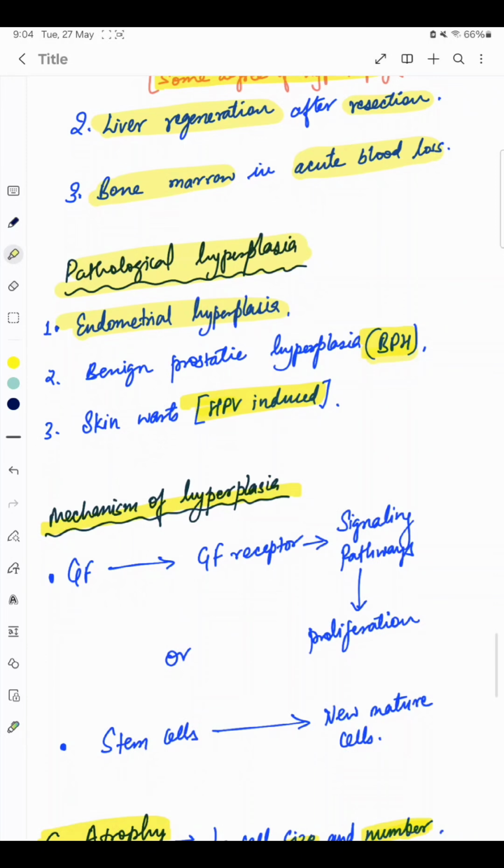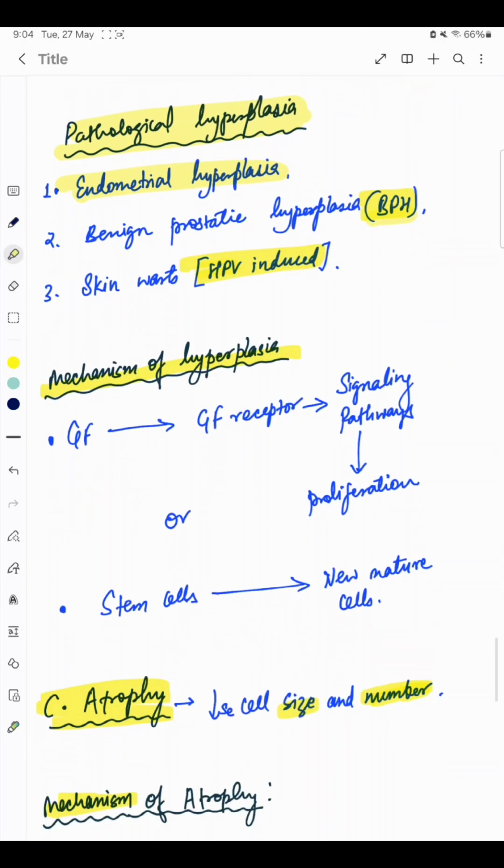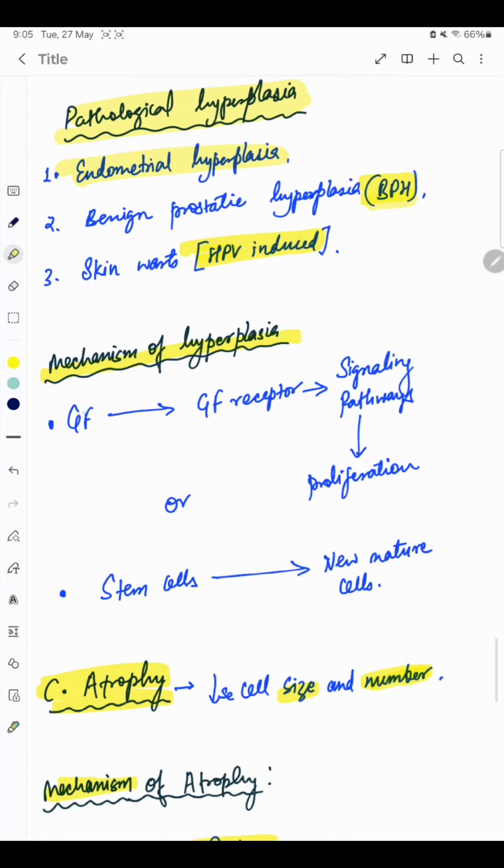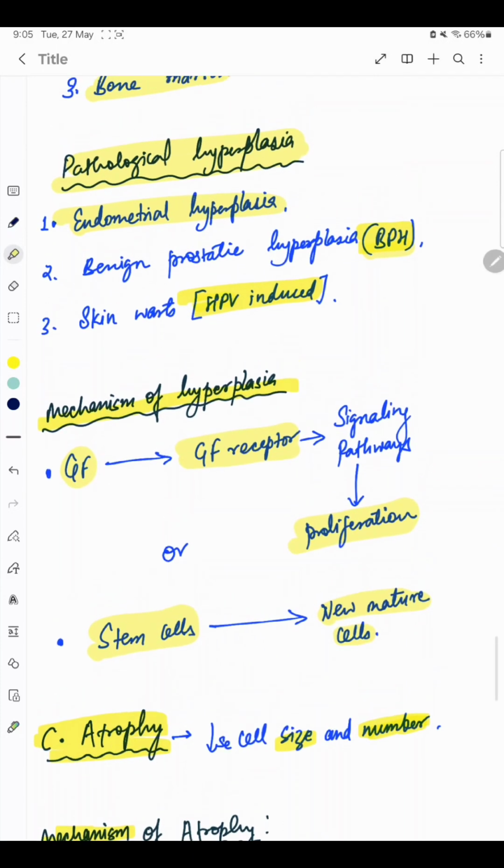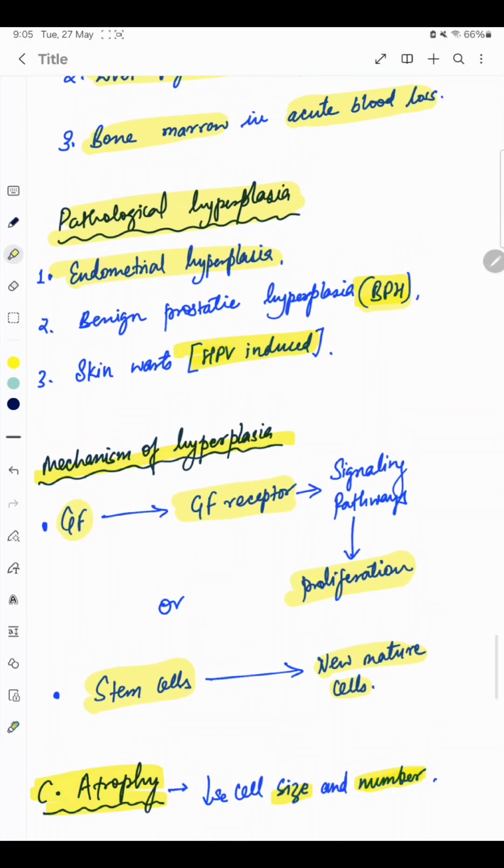Now we will see the mechanism of hyperplasia. Growth factor attaches to the growth factor receptor and stimulates various signaling pathways, ultimately resulting in the proliferation of the cells, or stem cells can directly divide or form new mature cells. So these are the mechanisms behind hyperplasia.